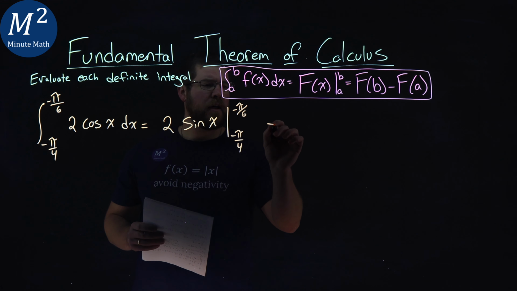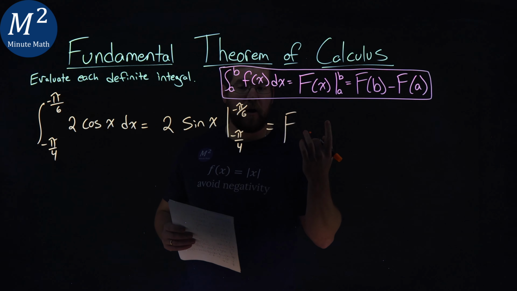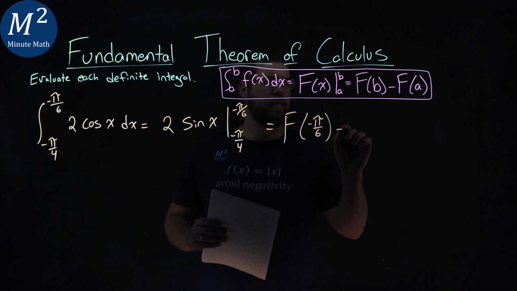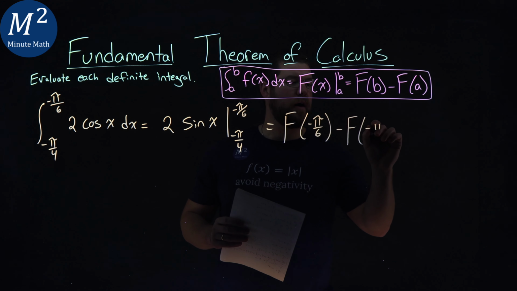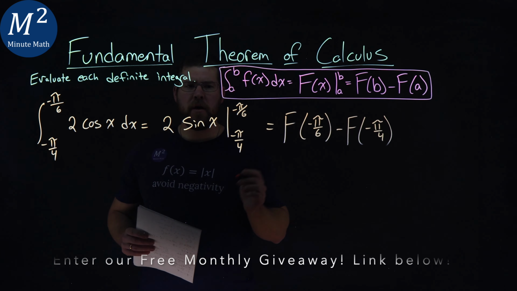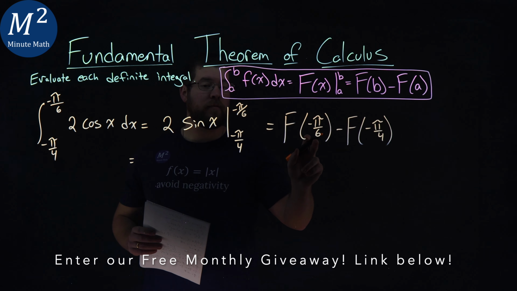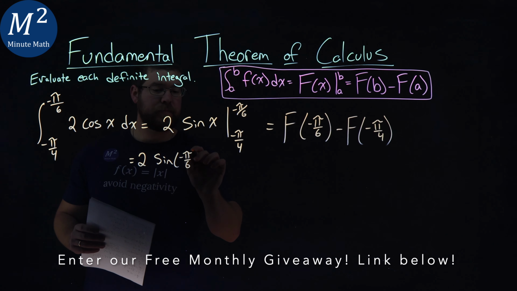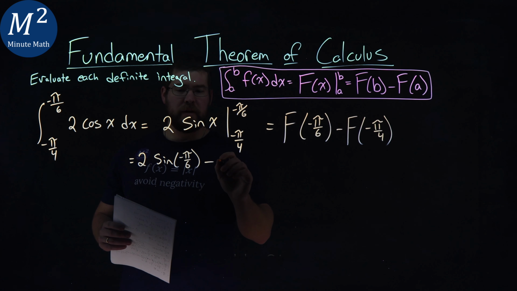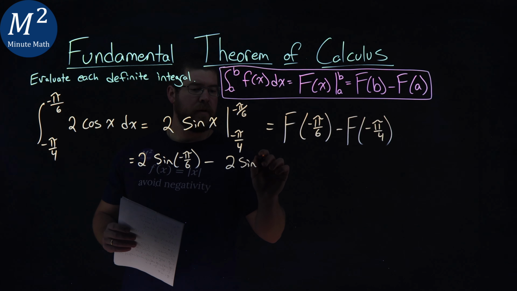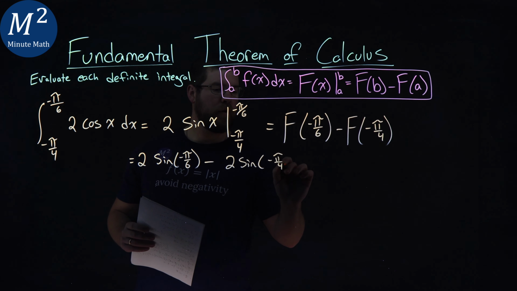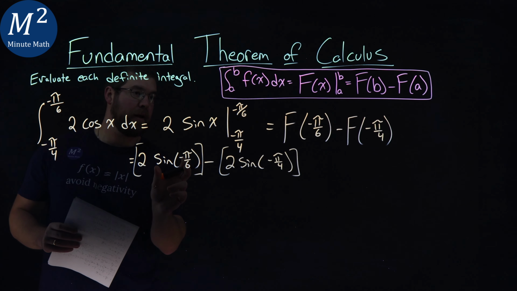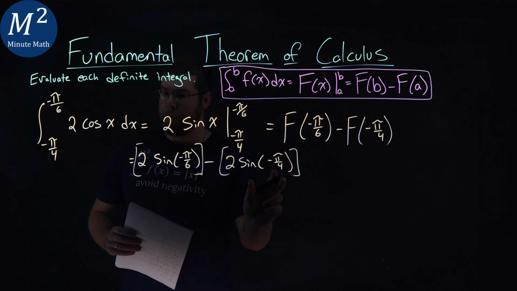And our rules tell us that there's going to be capital F of -pi/6 minus capital F of -pi/4. So let's go plug those values in. -pi/6 in for x, so 2 times the sine of -pi/6, minus the same thing, 2 sine of -pi/4. Sometimes, depending on the problem, I like to put little brackets around each part to see that this is my F of b and this is my F of a.